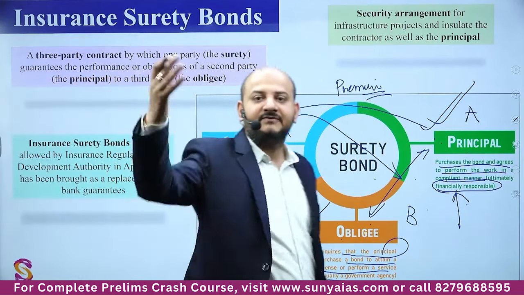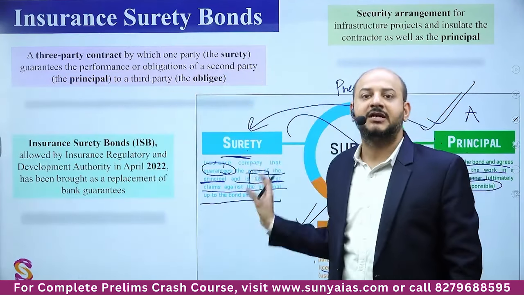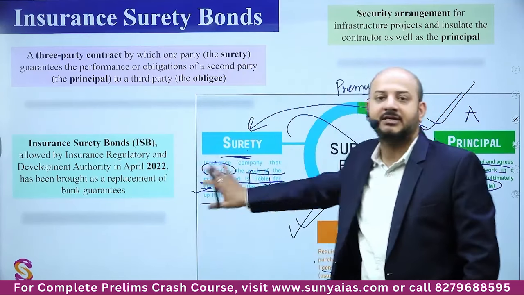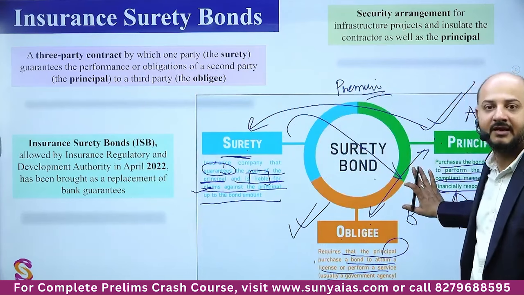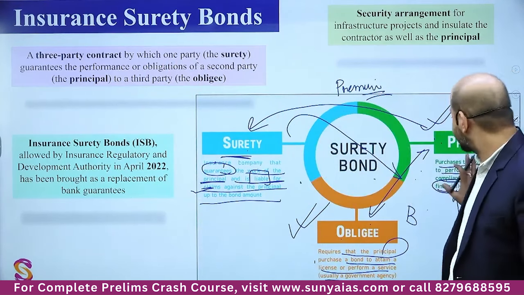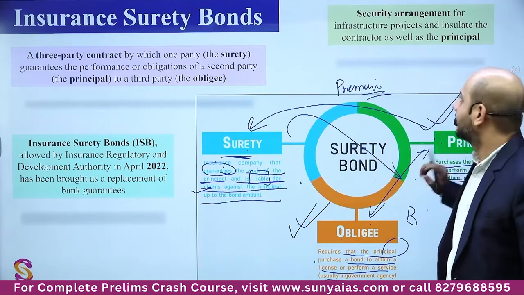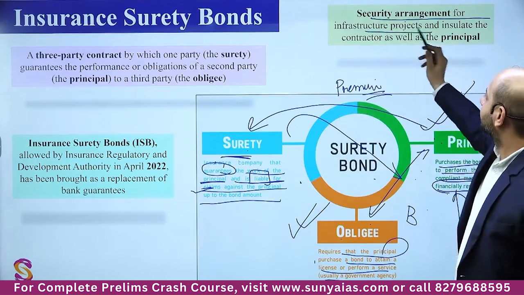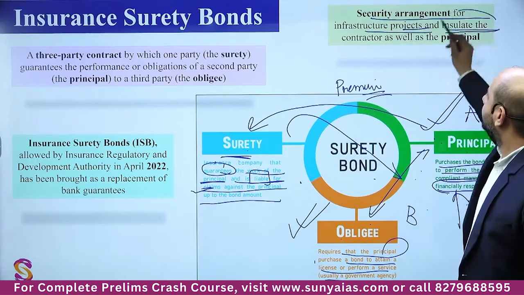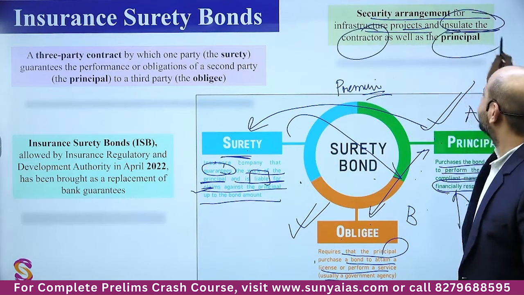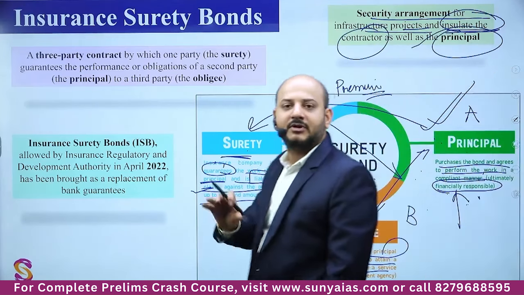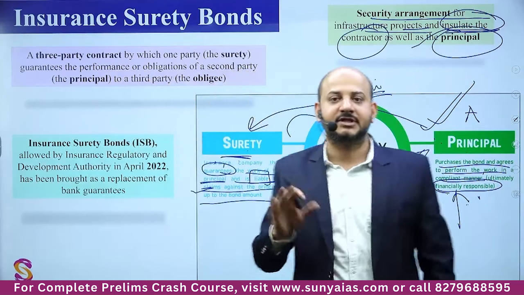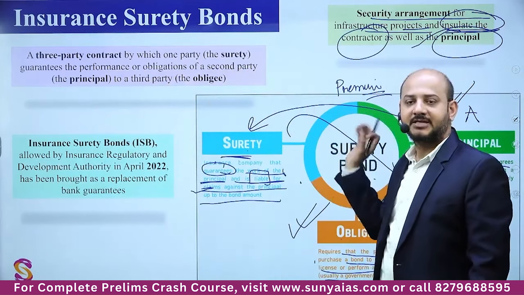Big projects are there, 50 crore, 60 crore, 500 crore, then insurance can be done. Like 200 crore rupees will be borne by the insurance company if the principal is not performing well. They can have some terms and conditions, T&Cs, with the principal as well. It is a security arrangement for infrastructure projects and insulates the contractor as well as the principal from any variability. If the project is not done, the insurance company will come and save them.